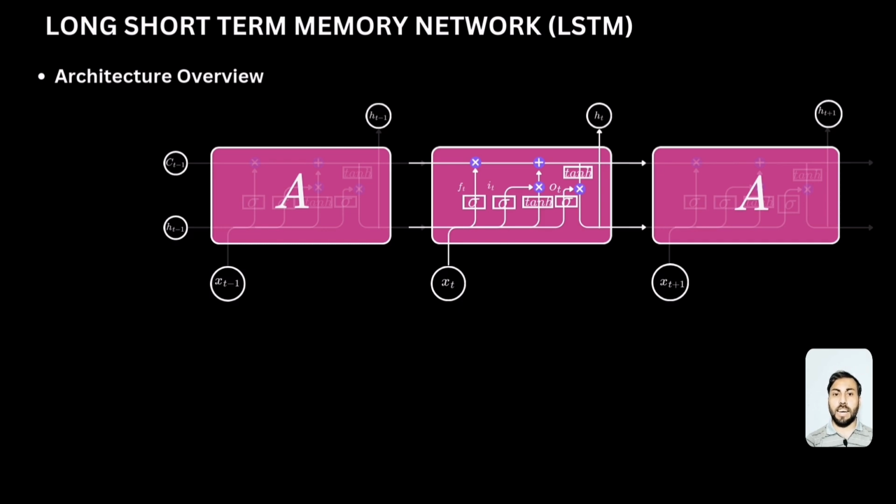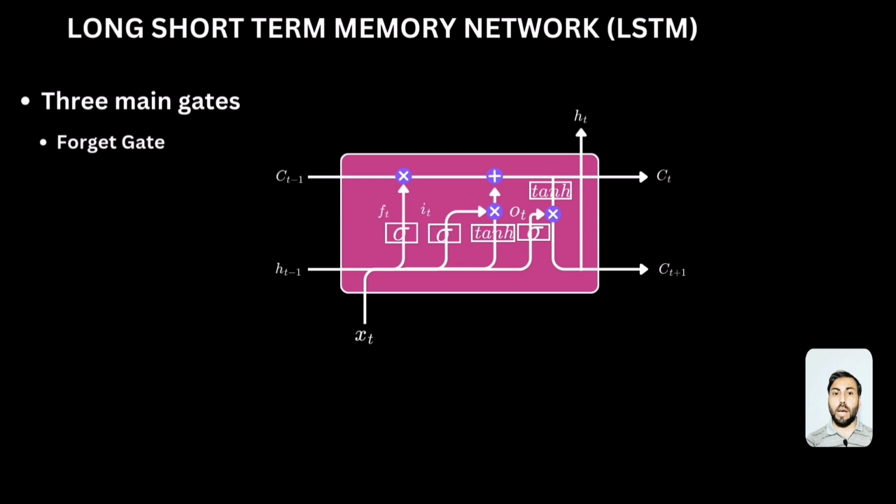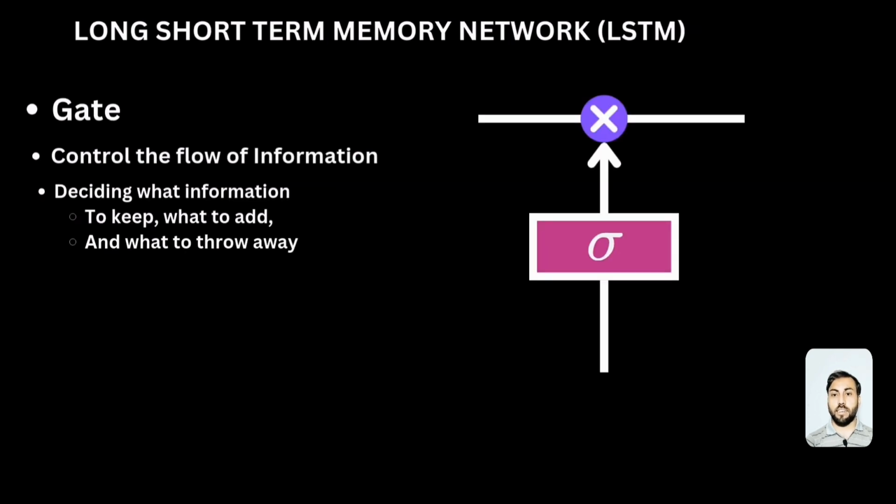The LSTM is like a long chain of repeating modules. But inside each module, we have three main gates: the forget gate, the input gate, and the output gate. These gates help LSTM control the flow of information. They act like a traffic signal, deciding what information to keep, what to add, and what to throw away.